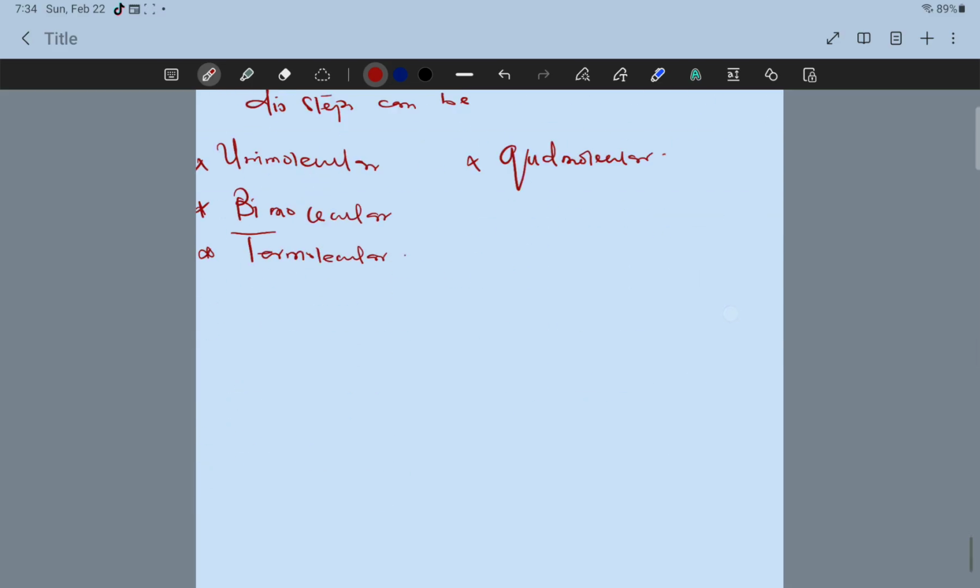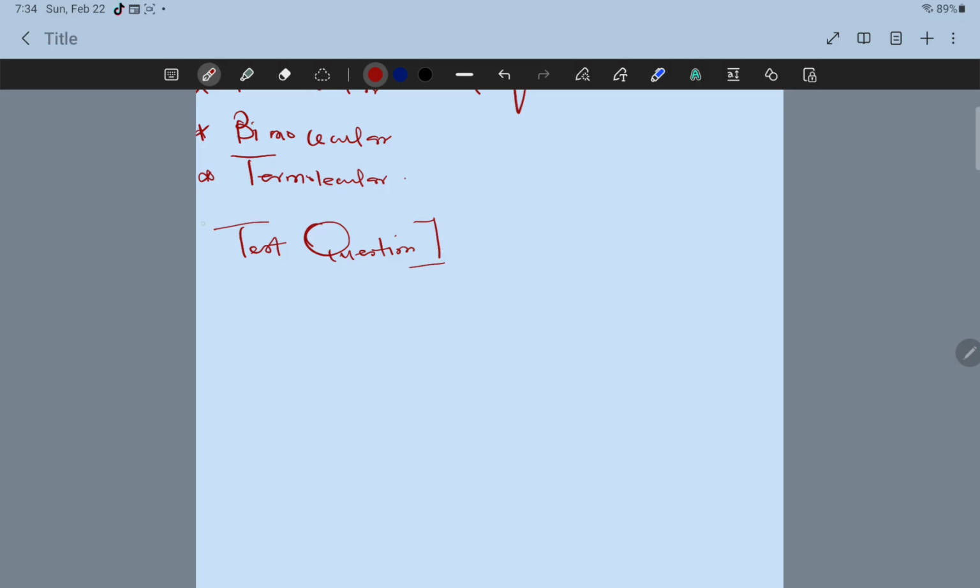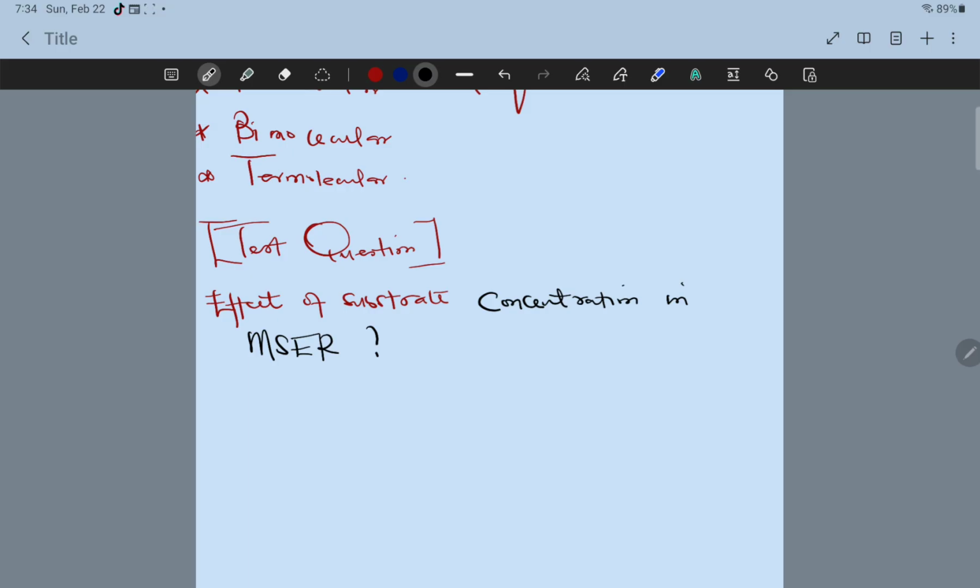So I believe we all understand. Another test question we can look at is the effects. What are the effects of substrate concentration in multi-substrate enzymatic reactions?